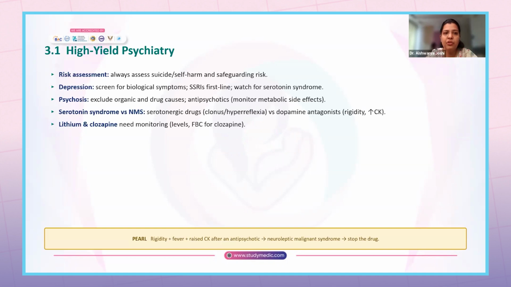Depression, screen for biological symptoms. SSRIs are the first-line treatment and look for serotonin syndrome when using SSRI. Psychosis, you first exclude organic and drug causes. Antipsychotics, you have to monitor the metabolic side effects.